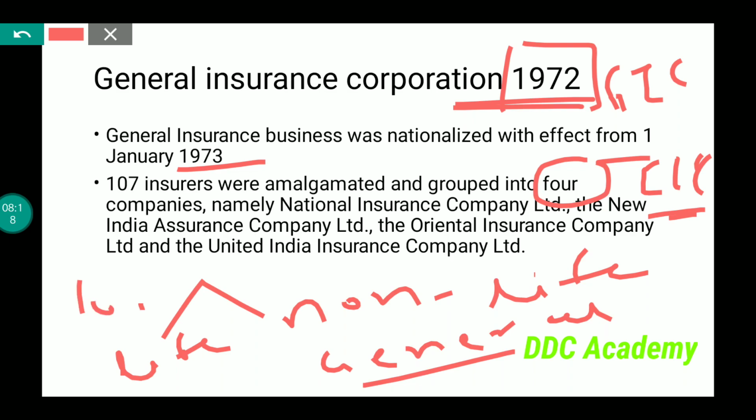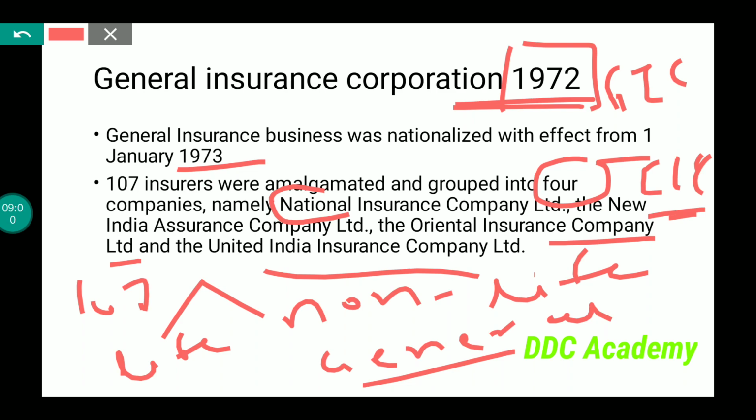After amalgamation of 107 companies, 4 different companies were formed, namely National Insurance Company Limited, the New India Assurance Company Limited, Oriental Insurance Company Limited, and United India Insurance Company Limited. So I am repeating once again the 4 names: National, United, New India, Oriental. These are the 4 companies formed, and the headquarters of these 4 companies are situated in different metro cities. So, second question for you: you have to say the headquarters of all these companies. In which cities are the headquarters of these 4 companies situated?